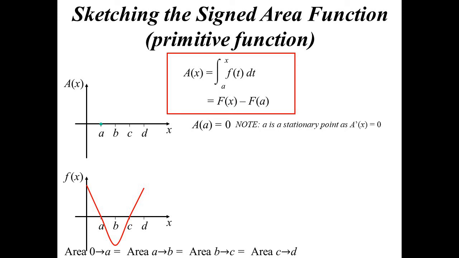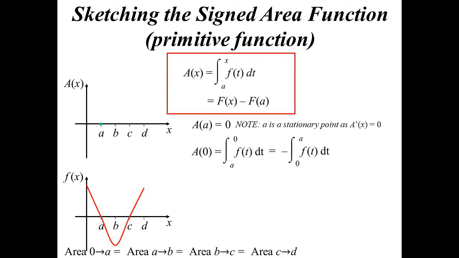Now, a will turn out to be a stationary point because its derivative is 0. Look, remember, this is the graph of the derivative. It's saying the derivative is 0. So I now also know that there is going to be a stationary point. Now, it might be a horizontal point of inflection, it might be a turning point, I don't know yet. We can investigate more.